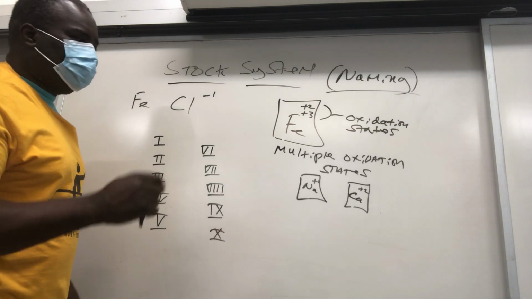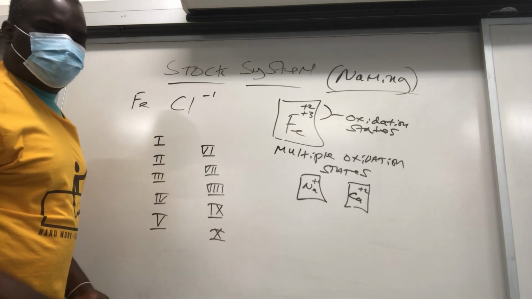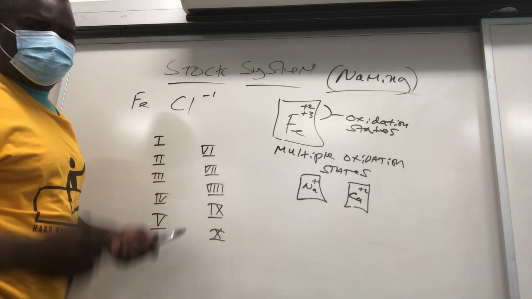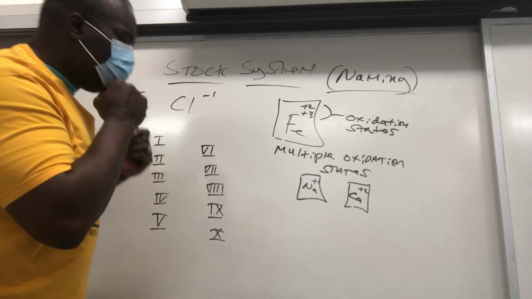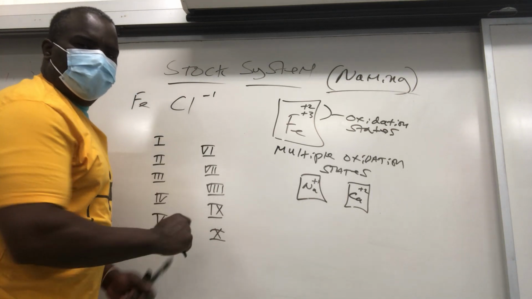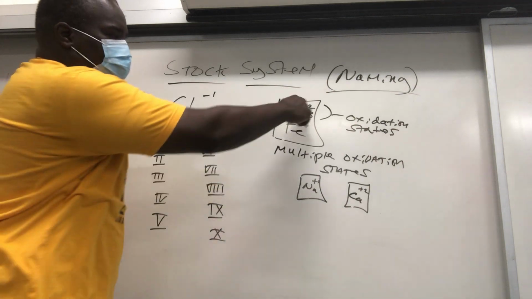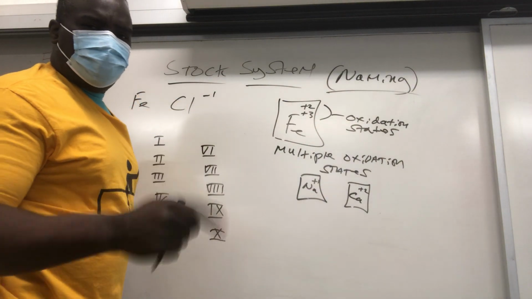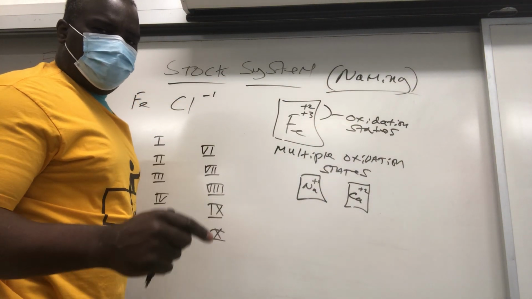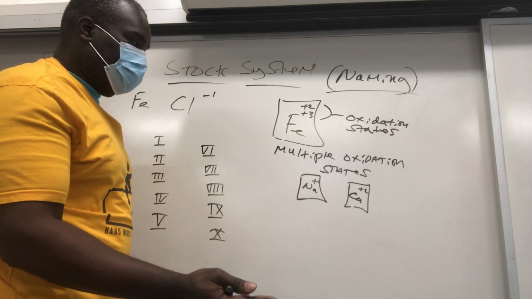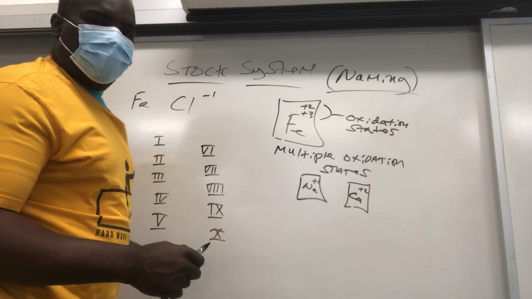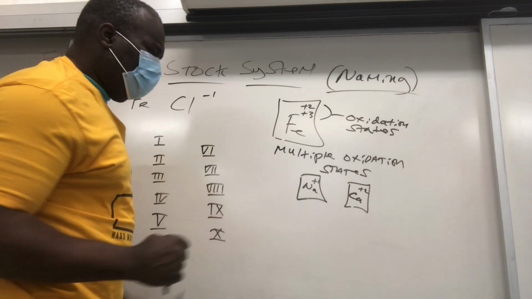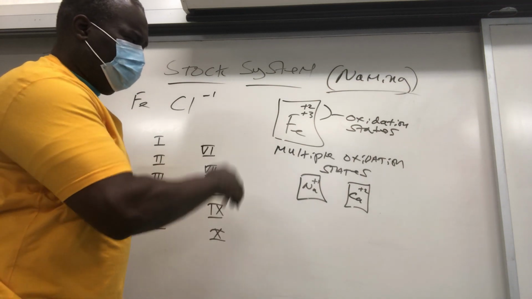All right, so now we can jump into examples. So what are we doing today? We're doing something called the stock system. What's the stock system? It's using Roman numerals to indicate which oxidation state a particular metal ion is in, in a compound. So no, we're not going to guess, we're not going to mix and match. We're going to calculate the oxidation state for the metal ion.